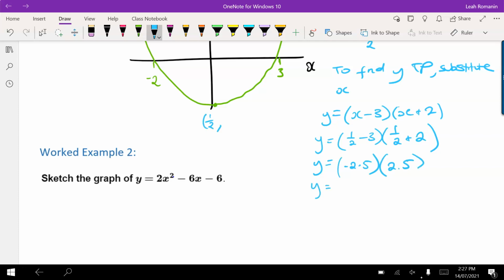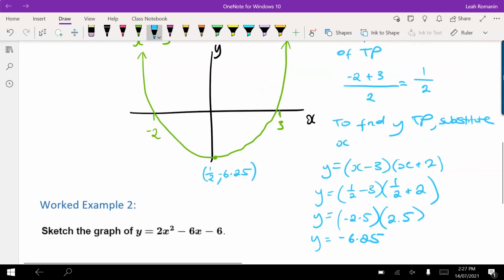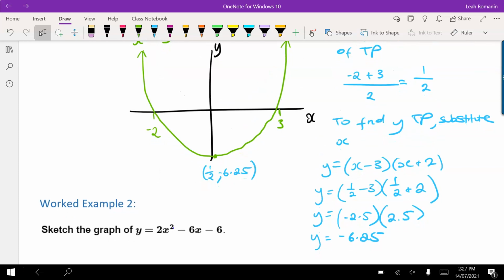Now negative 2.5 times 2.5, can someone quickly check that in the CAS for me? My brain's working a bit slow. Or Josh, if you got it. Great, thank you. Fantastic. So I've got my turning point coordinate now.